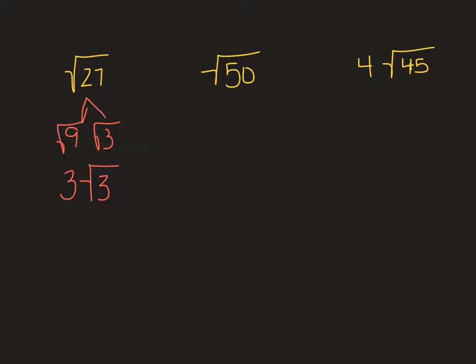Now 50. This one's a little bit harder because a lot of times our brain goes right to 5 times 10, but neither 5 nor 10 are perfect squares. But I know that 25 is a perfect square, and 25 times 2 gets me 50. The square root of 25 is 5, so that comes out of the radical, and I'm left with the square root of 2 underneath. Once again, I know I'm done because the square root of 2 does not have a perfect square in it. All right, now final one.